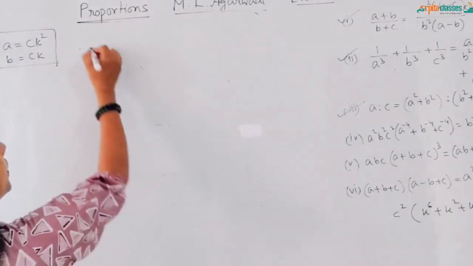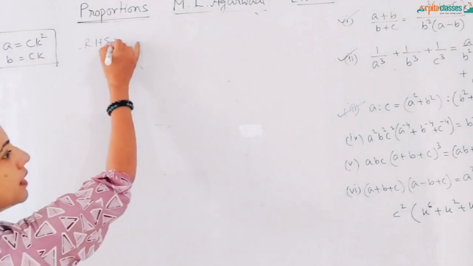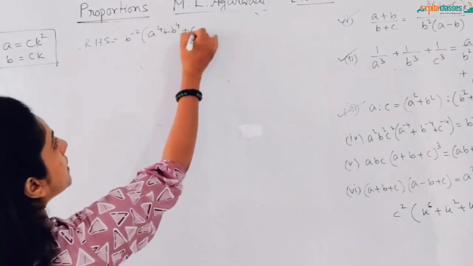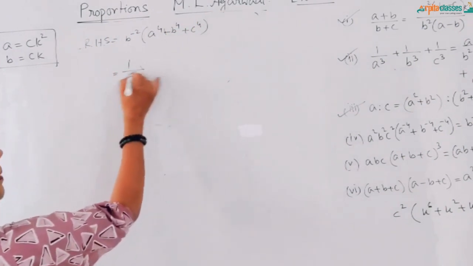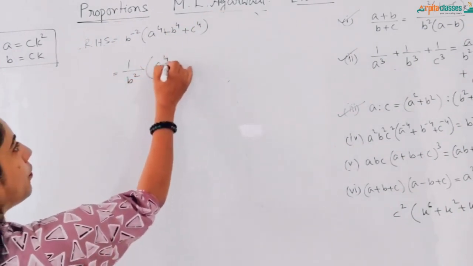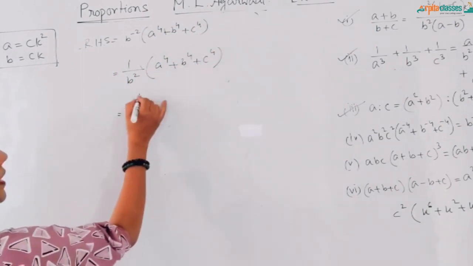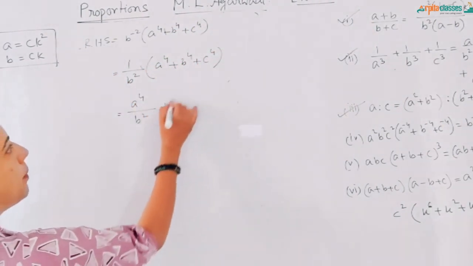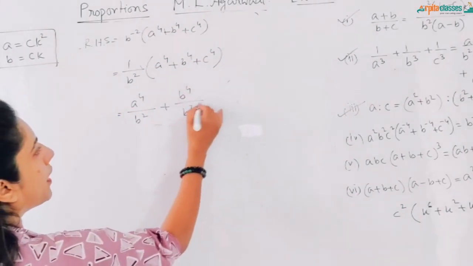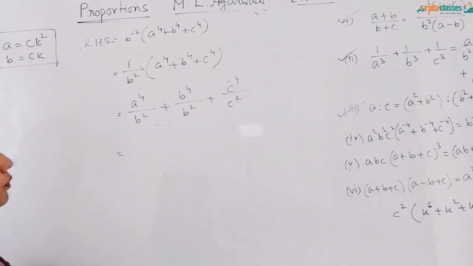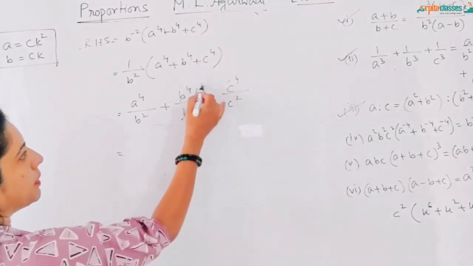So the right hand side is b to the power minus 2 into (a^4 + b^4 + c^4). So b to the power minus 2 is 1 by b square, times a^4 plus b^4 plus c^4. So this can be written as a^4 upon b square plus b^4 upon b square plus c^4 upon b square. So b^4 upon b square, this is getting cancelled, this is b square only.